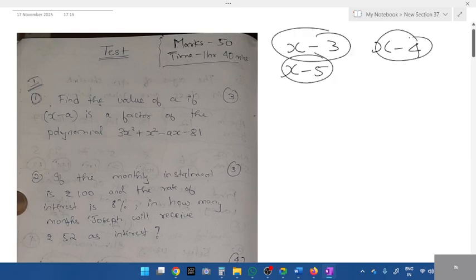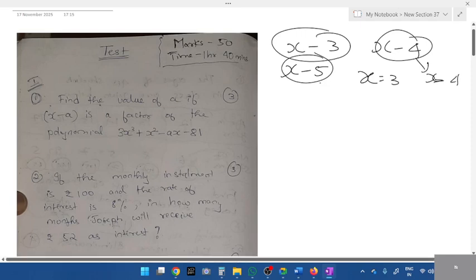Find the value of A. Usually, how will the divisor be? How did we study? It will be like these numbers will be given, right? 4, 5, like this. So what do you do? When divisor numbers are given, we take x equals 3, here we take x equals 4 and x equals 5. But here, what's the polynomial? Function is 3x cube plus x square minus ax minus 81.